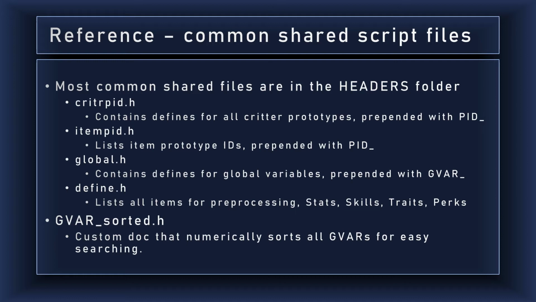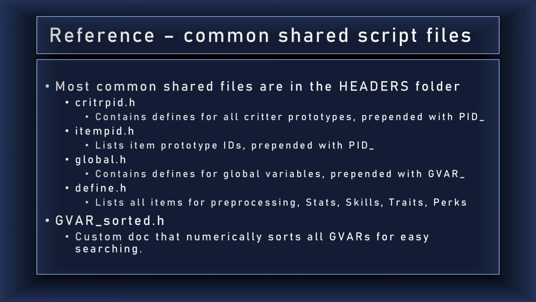So the most common shared files that we need are going to be in the headers folder. So, one like critterpid.h. This is going to contain defines, which are basically pre-processed definitions for all critter prototypes. So critters are just living things. So if we talk about critters being the dude, which is the player, we'll talk about that in a minute, NPCs, or mobs, monsters, combatants, if you will, those are considered critters. Any variable defined in here is going to be prepended with PID underscore.